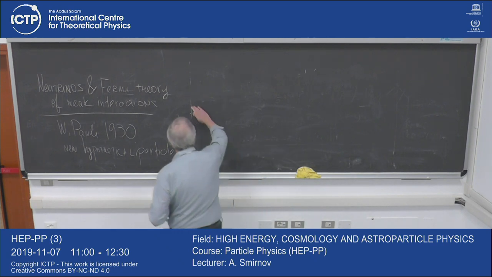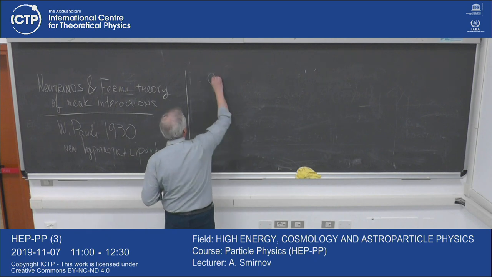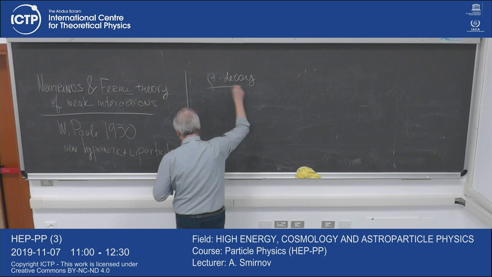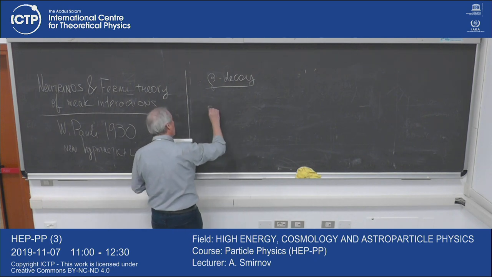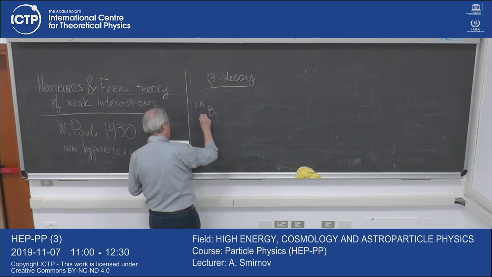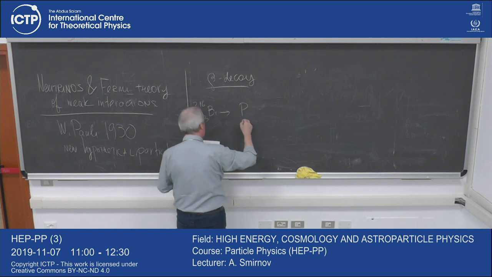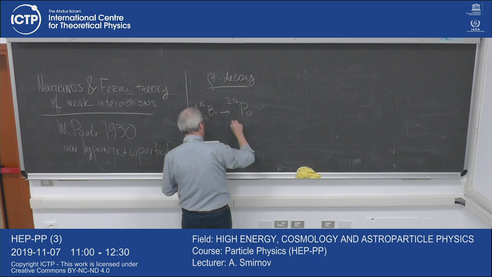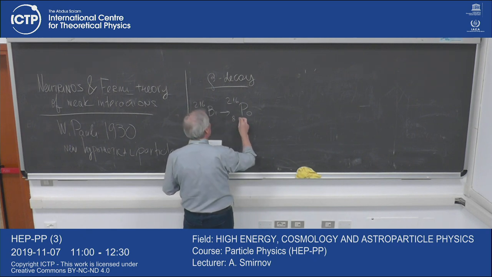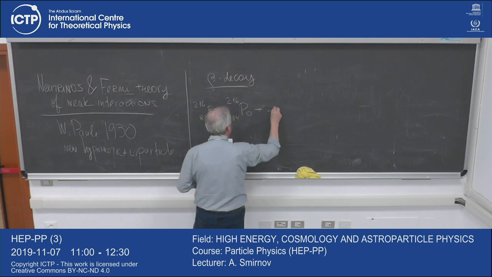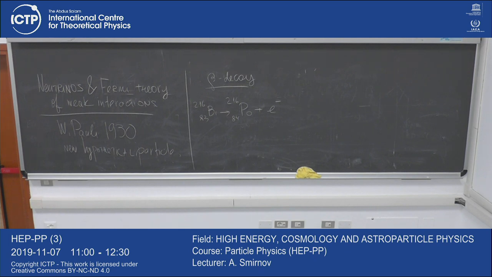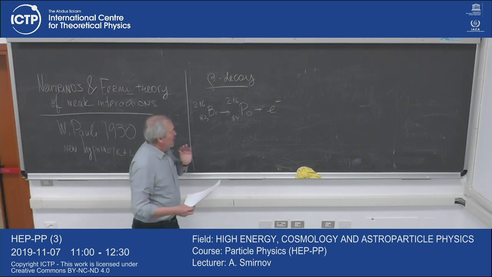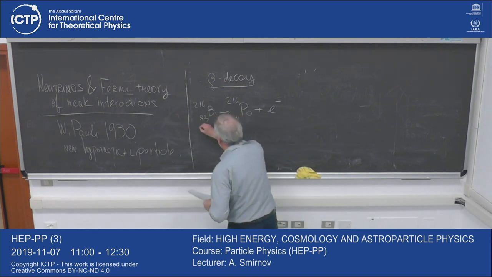So Pauli wanted to resolve the problem of beta decay of nuclei. So what is this? One example which people studied extensively was bismuth decay, and final state, polonium, plus electron. So transition between two nuclei and the emission of electrons. So this is beta decay. Electrons are identified as beta rays. So that was what people saw.